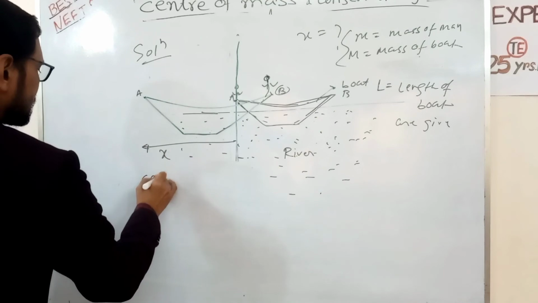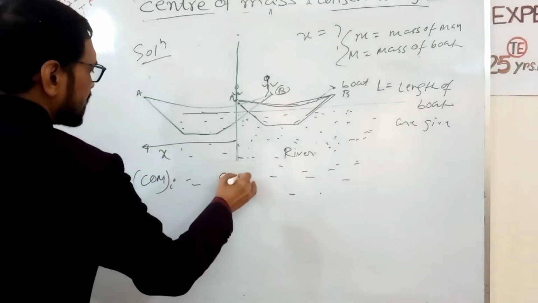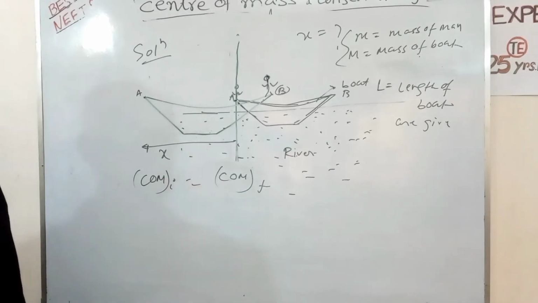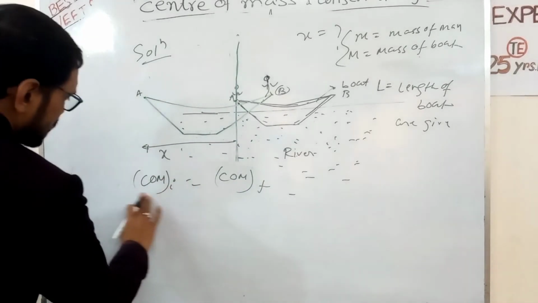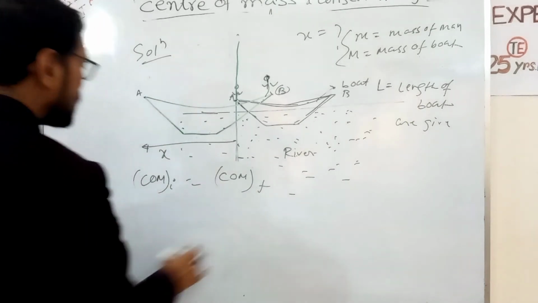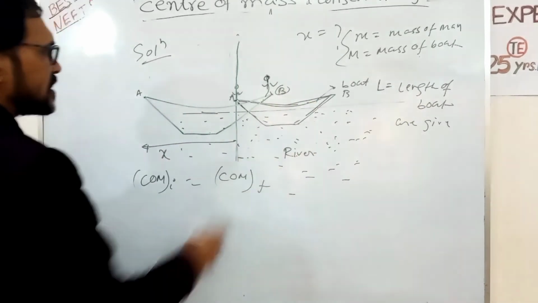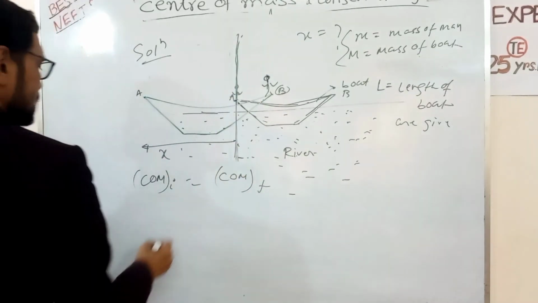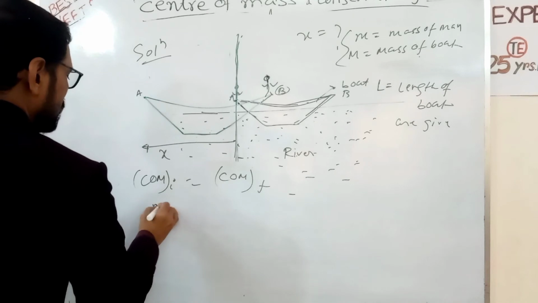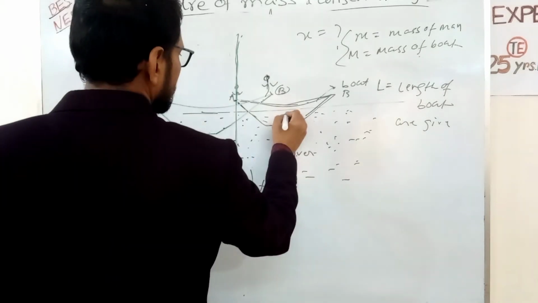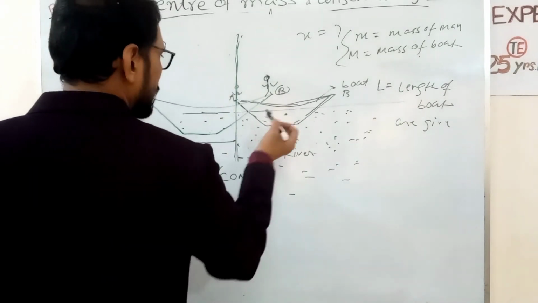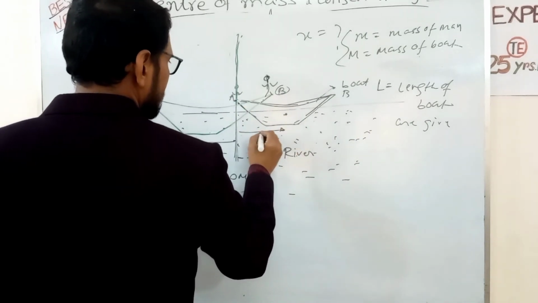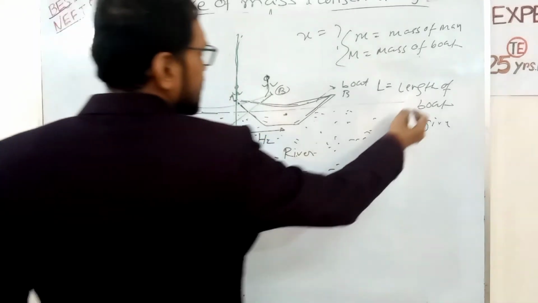Now here we apply: center of mass of initial position equals center of mass of final position. This is the important theory I have discussed. To solve many problems, we always use this theory. So center of mass of the initial position: if we take this as the reference line, then m into 0 plus, suppose the center of mass of the boat is at the midpoint, from this end at a distance l by 2, because l is the length of the boat.